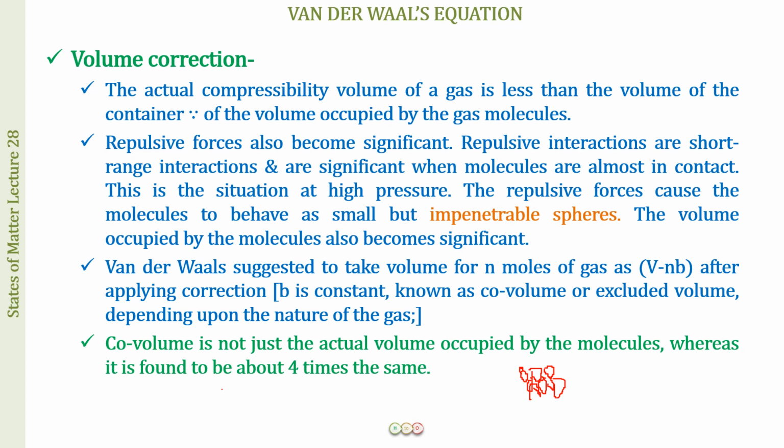So the co-volume or the excluded volume is going to be 4 times the actual volume occupied by the gas molecules. This is not the actual volume occupied by the gas molecules. Remember this thing, this is very important.